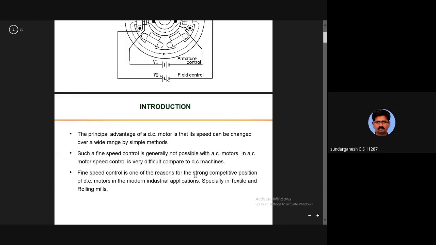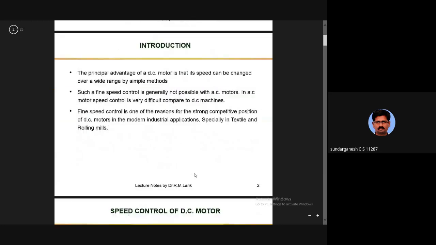So what is the advantage of controlling this speed? The principal advantage of the DC motor is that you can change the speed by different methods. There is a wide range of methods, and they are simple. You cannot obtain fine speed control in an AC motor. Speed control is very smooth in a DC motor, while AC motor speed control is very difficult. So fine speed control can be obtained in a DC motor, and it is used in textiles and rolling mills.